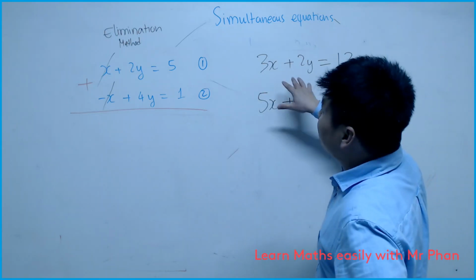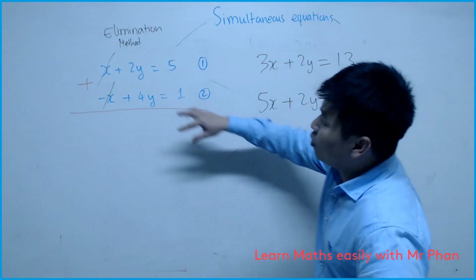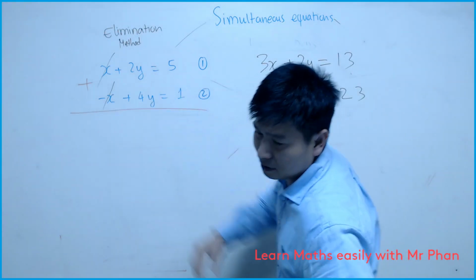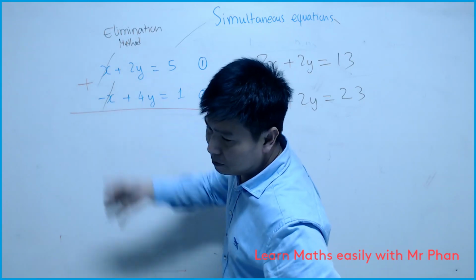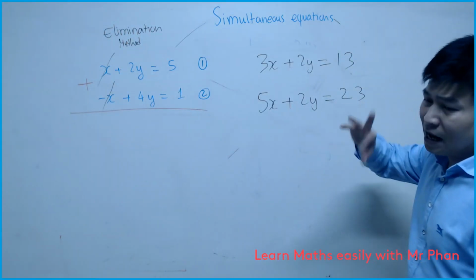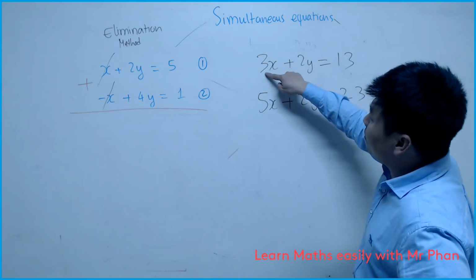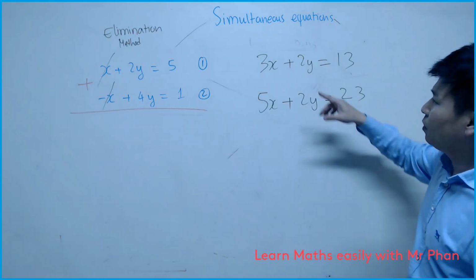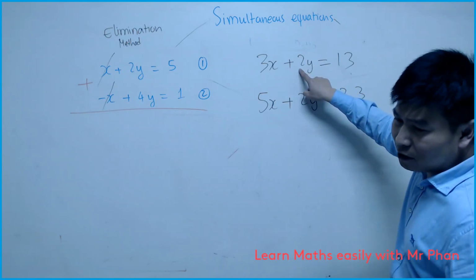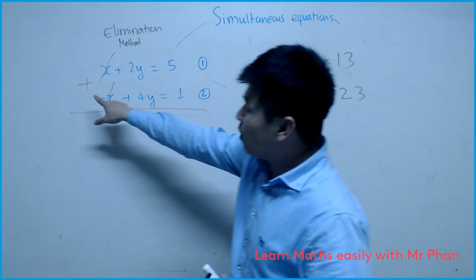Normally, when I use the elimination method, I only look for the coefficients of x and y. Because in the earlier case, the coefficient of x is 1 and negative 1, so I can eliminate. We look for the same coefficient. So I'm looking at this one here. The coefficient of x here is 3 and 5. I can't eliminate. But look, the coefficient of y is 2 here and also 2 here.